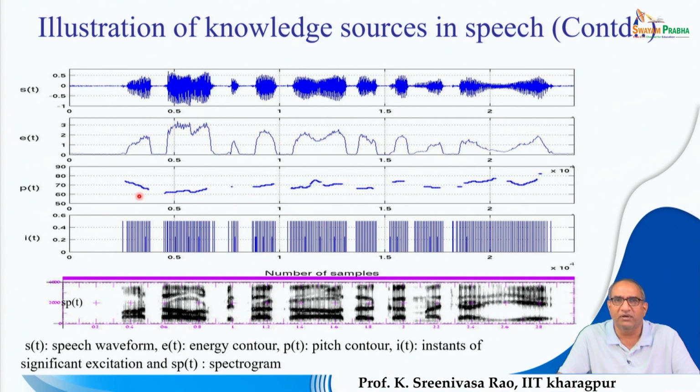Globally you can see that the pitch period is lower at the beginning, then as you move on the pitch period increases when you reach the end of the sentence. So, this is the pitch period. What is meant by pitch? Pitch is nothing but the reciprocal of the pitch period, because pitch is the rate of vocal fold vibration, or the number of times the vocal folds vibrate in unit time.